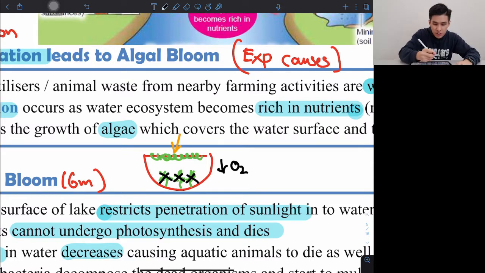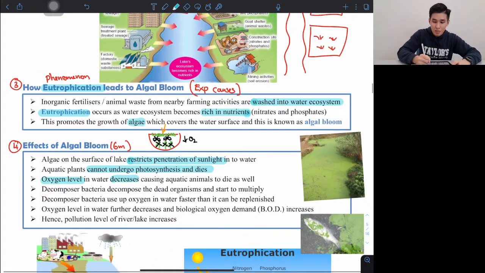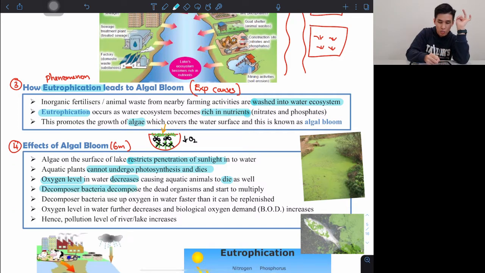So your fish now, I don't know how to draw fish, will start to die. Okay, as they say here, aquatic animals die. So now you have dead animals, dead plants in a river. Bacteria will start to decompose them. As you know, dead bodies are broken down by bacteria. So bacteria will start to decompose them and slowly start to multiply.